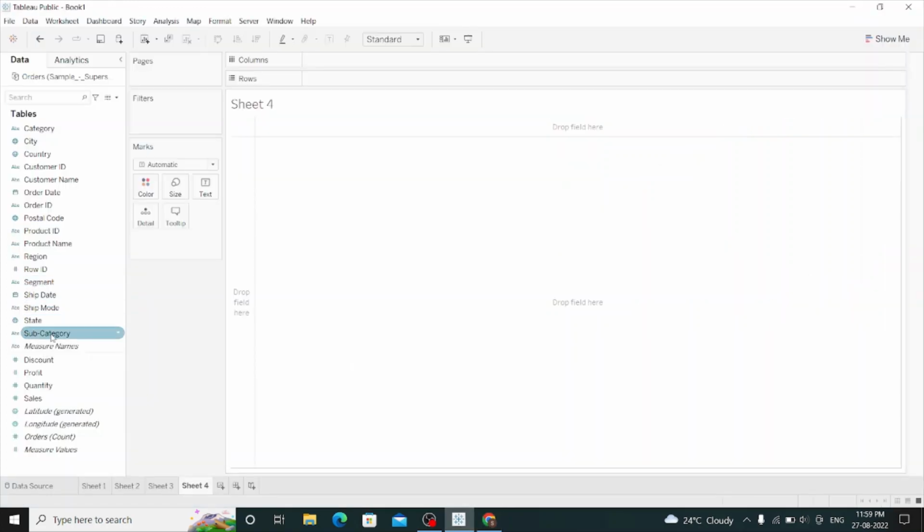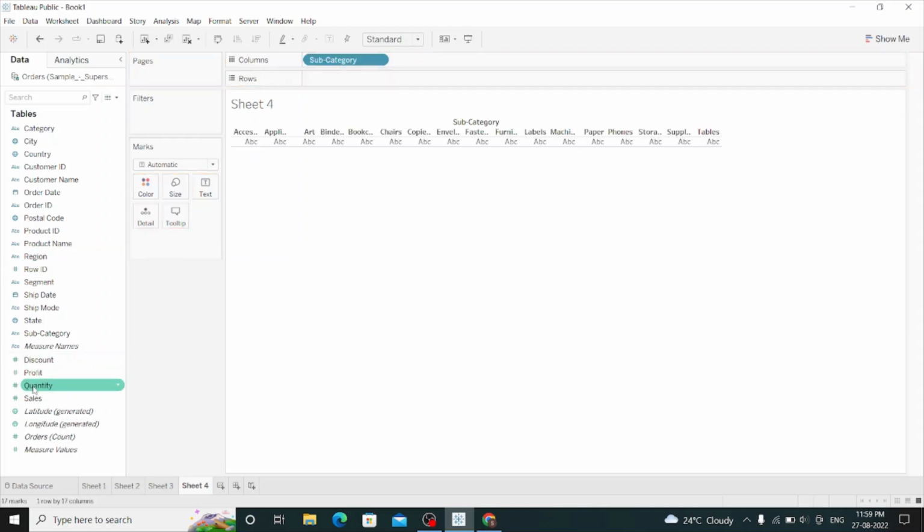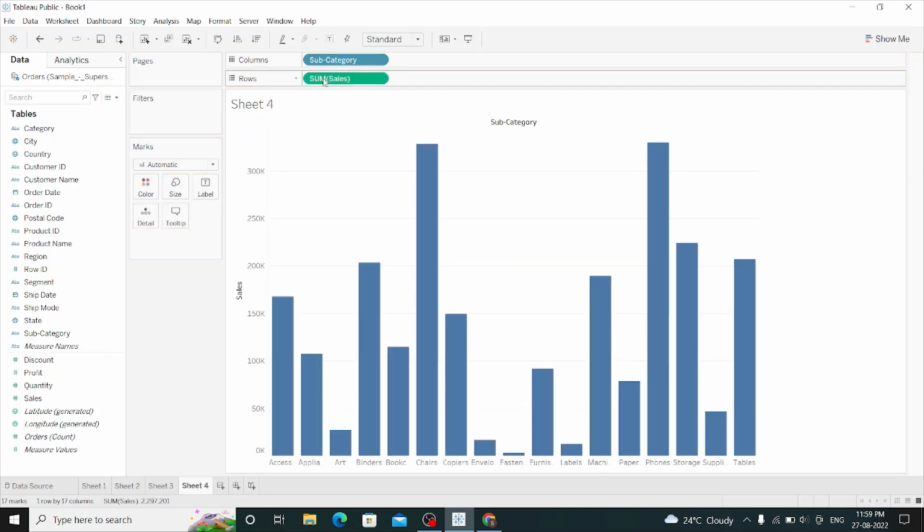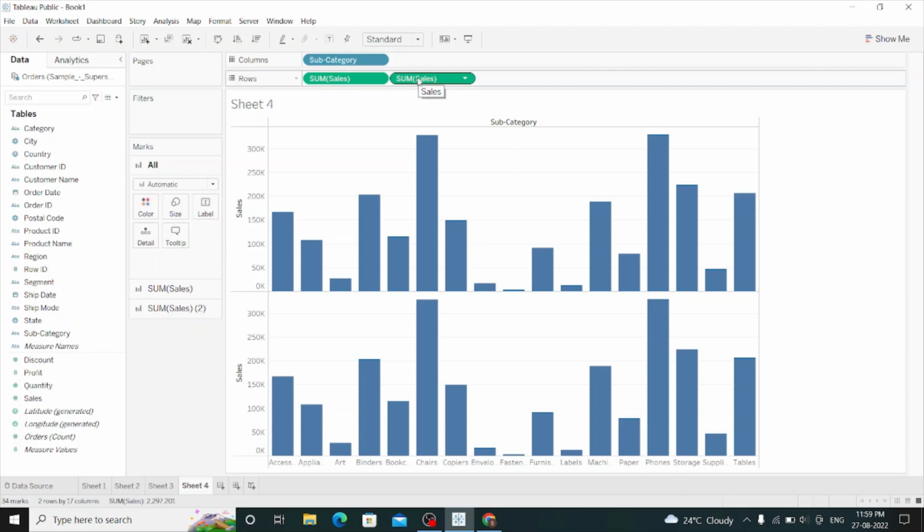For that I have taken the sample superstore dataset and dragged the orders table. So for building the Pareto chart, I will take subcategory to columns, then I will take sales to rows, and then I will duplicate it. So you can see these charts, both charts are in the form of bar chart.